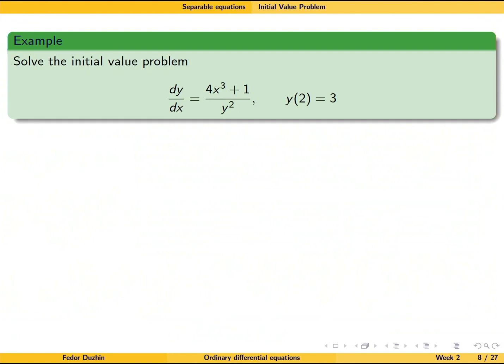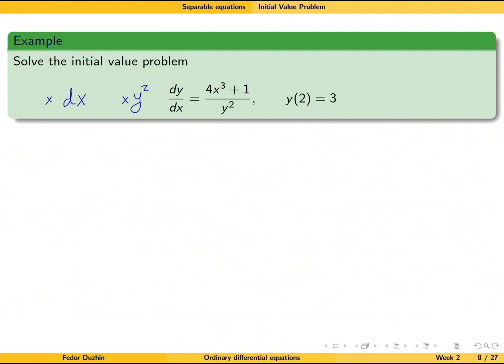Now let's do one more example. Note that now it is an initial value problem, but the procedure is still the same. So in order to move y squared to the left-hand side, we've got to multiply our differential equation by y squared, and in order to move dx to the right-hand side, we need to multiply by dx.